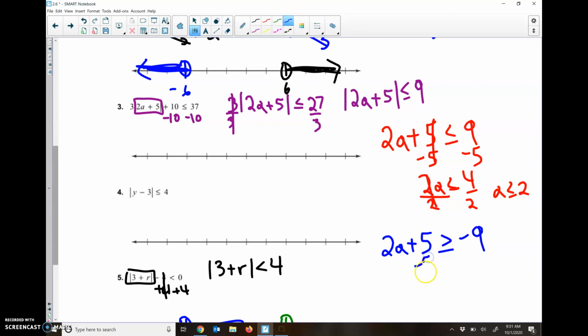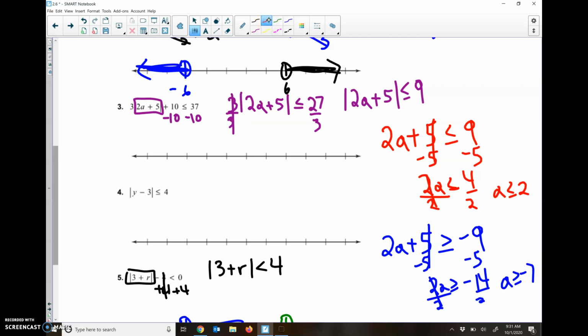Same thing with the negative one, it's a plus 5, so I'm going to subtract 5. Except now I get negative 14. And divide by 2, divide by 2. A is greater than or equal to negative 7.